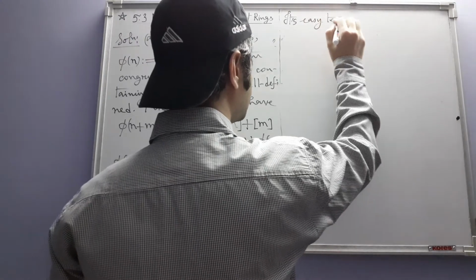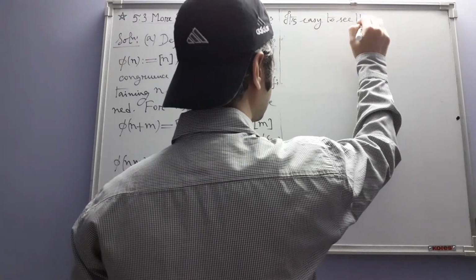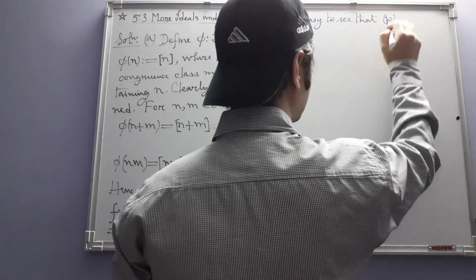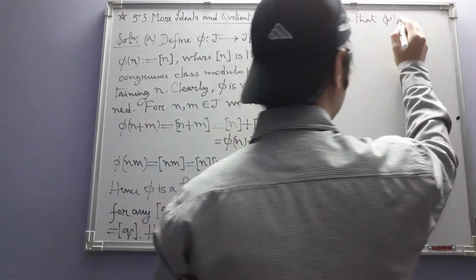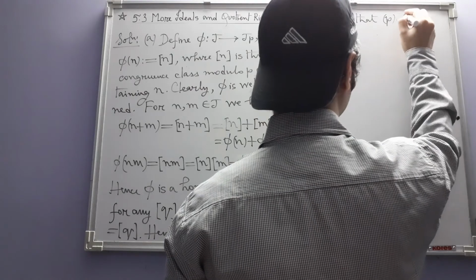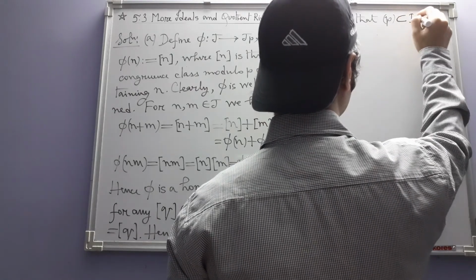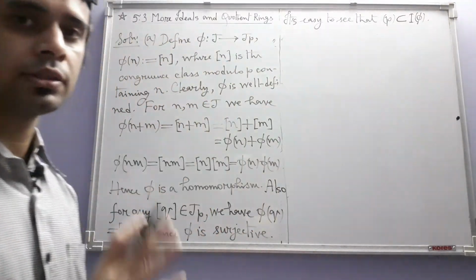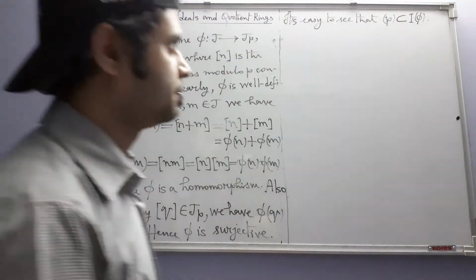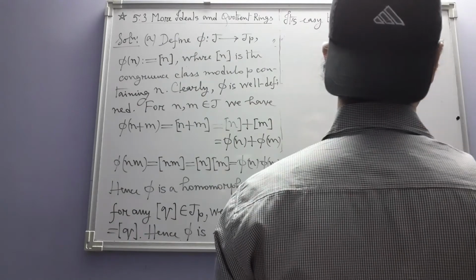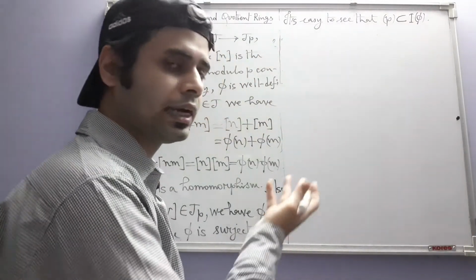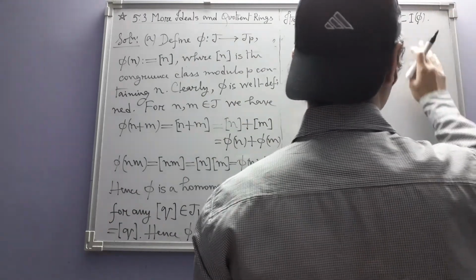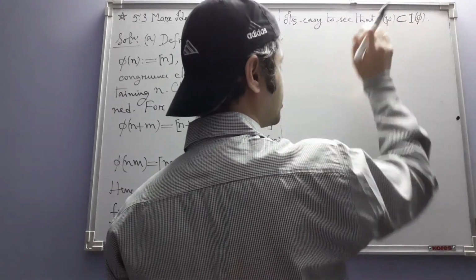It's easy to see that this ideal is contained in the kernel of phi. Recall that this is the notation for the kernel of a ring homomorphism. Because it becomes an ideal, I think that's why I is used. Now we have to also prove that this is contained in this.